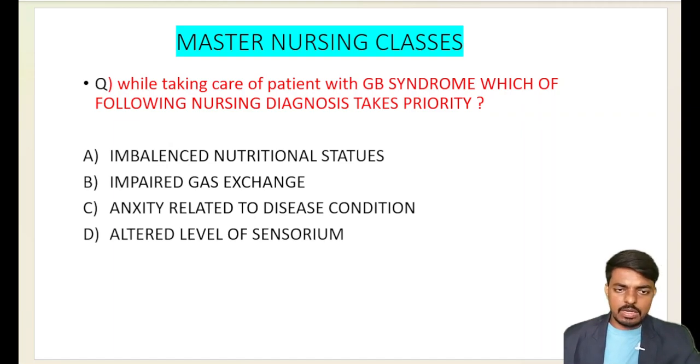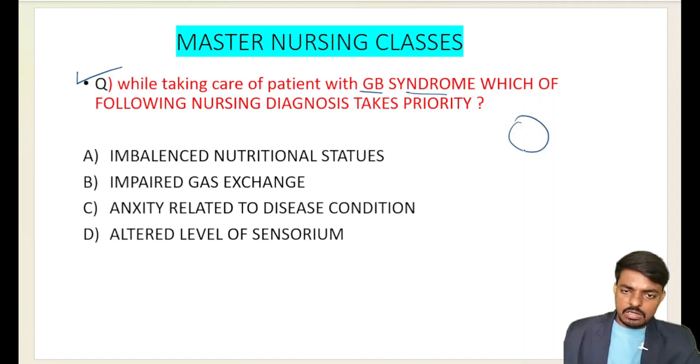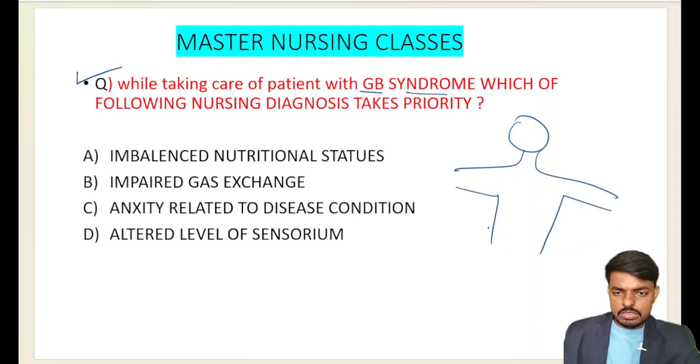Here is the next question. While taking care of the patient with GB syndrome, Guillain-Barré syndrome, which of the following nursing diagnoses takes priority? The first priority nursing diagnosis in the patient with GB syndrome always goes for respiratory depression. Why? Because this is the person with GB syndrome.